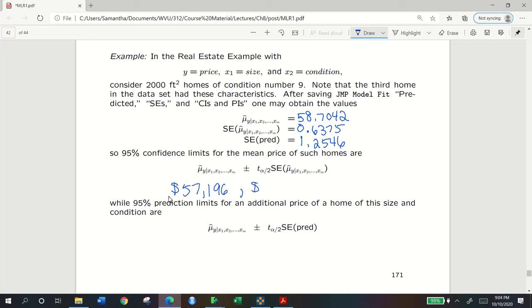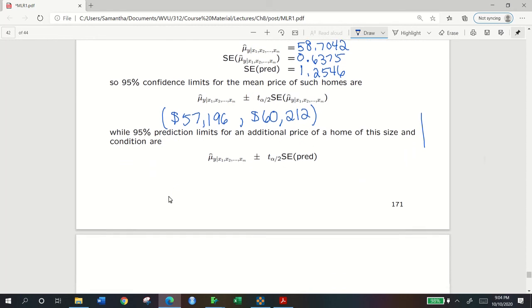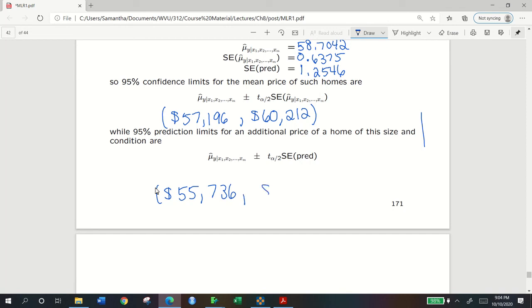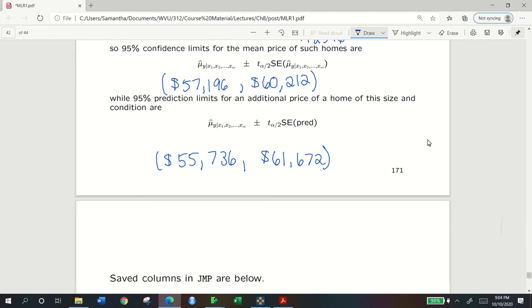Our 95% confidence limit for mean price of such homes would be $57,196 to $60,212. And our prediction interval would be 55,736 to 61,672. Again, you should get all of this information in JMP.